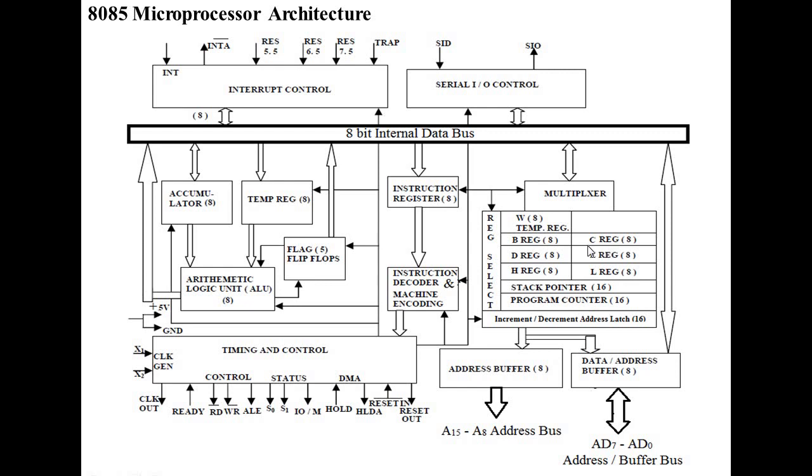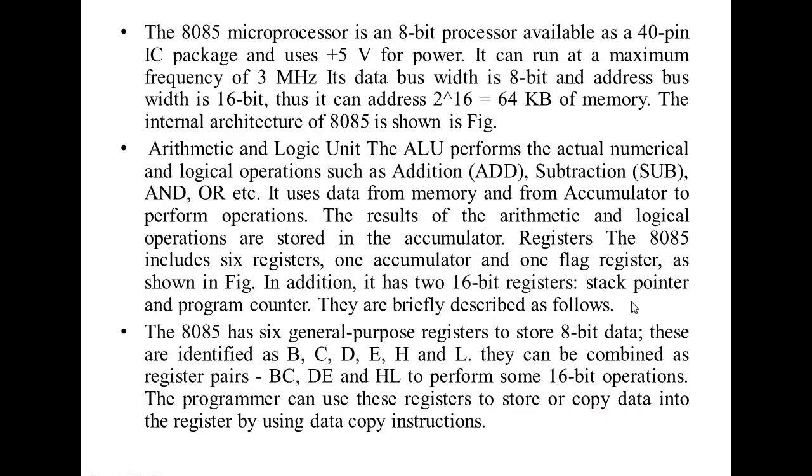These 8-bit general purpose registers, that is the B register and C register, can be combined and work as a BC register pair with 16-bit capability. Similarly, the DE register pair and HL register pair.